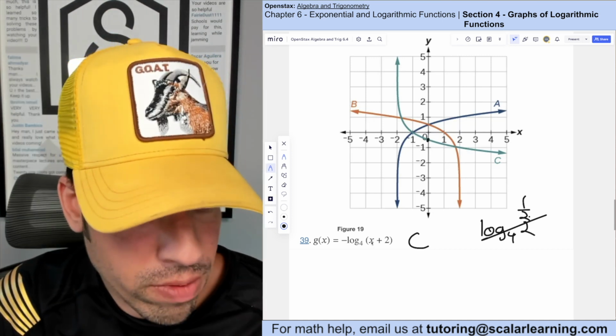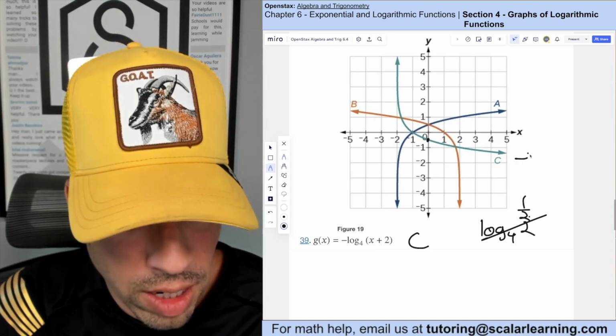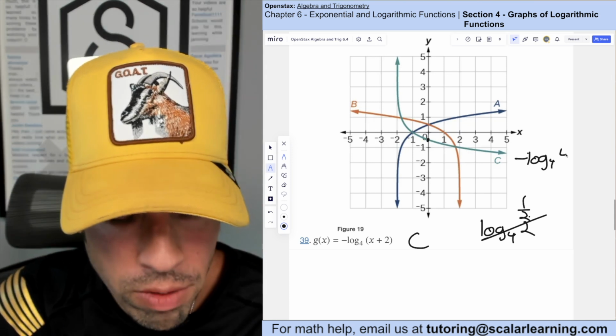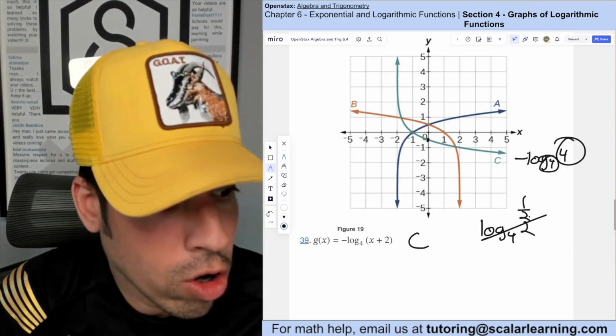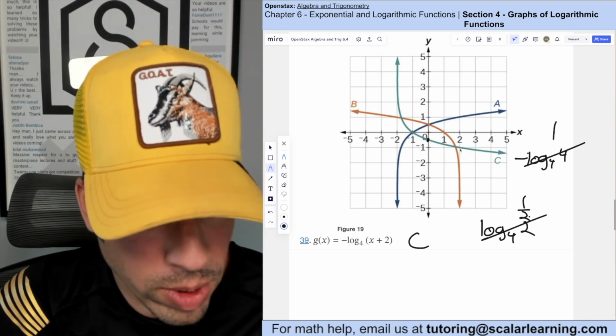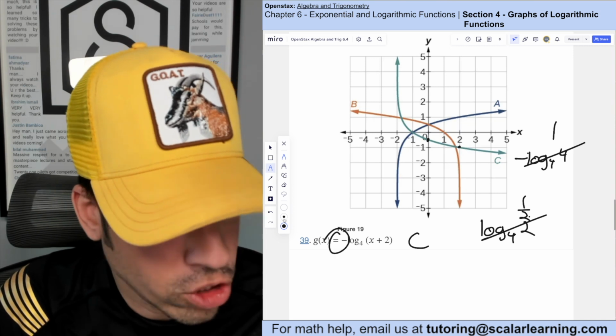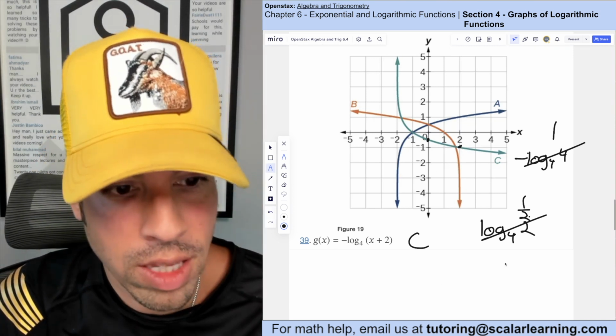Another easy point to verify is plugging in 2 for x. So if I plug in 2 for x, I get 2 plus 2, which is 4. Then I have negative log base 4 of 4. And this is nice and easy because when you have a base of 4 and you're taking an argument of 4, that's always going to cancel out to 1. So that means when we plug in 2 for x, we get negative 1 for y because of the negation in front. That's also on C. So there's your 2-point confirmation. C is the answer. Done.